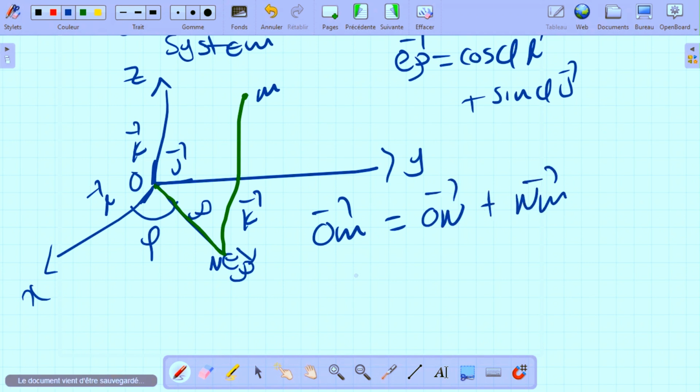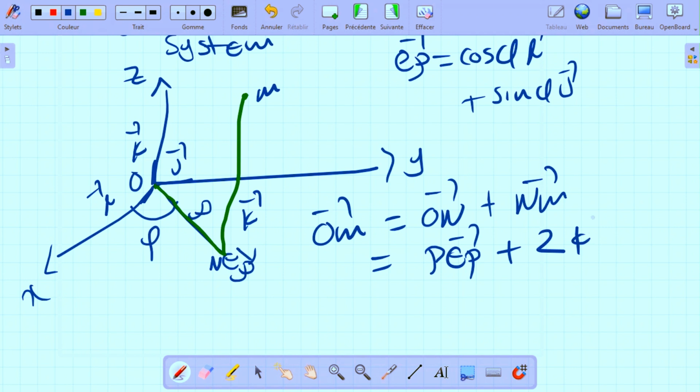Now what is your ON? ON is going to be rho e rho, plus what is your NM going to be? NM is going to be z in the direction of k. For people who are finding difficulties, the magnitude of ON is rho, then the direction is e rho that we've defined. Then going upwards is just the same as going in the z direction, so we say z in the direction of k. The cylindrical coordinate system borrows the z and k direction from the Cartesian coordinate system. Whenever you go up, it's just z in the direction of k. So this is how you find the OM.